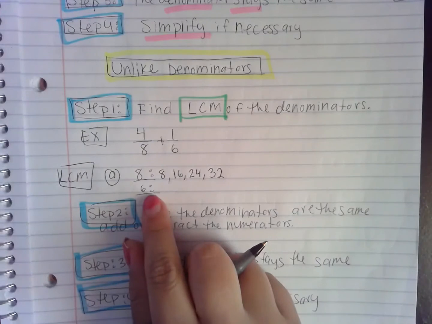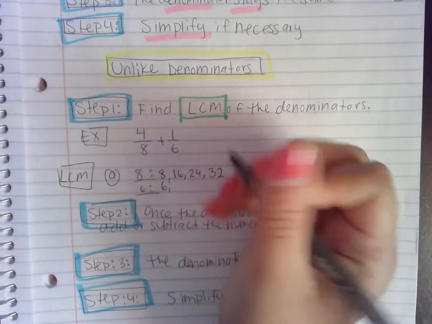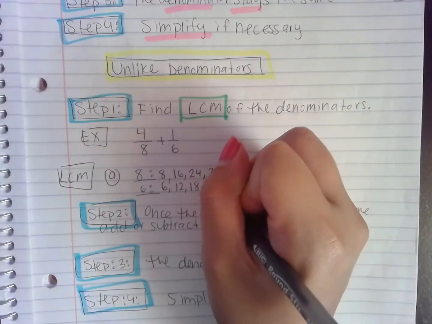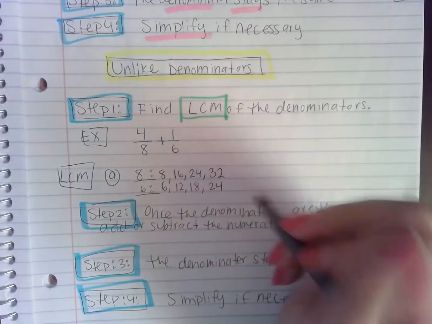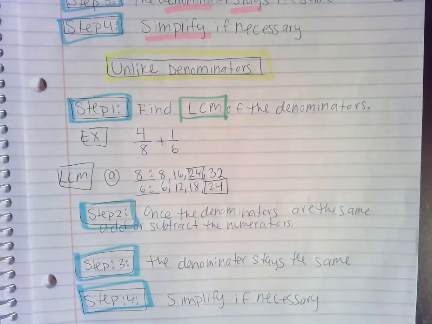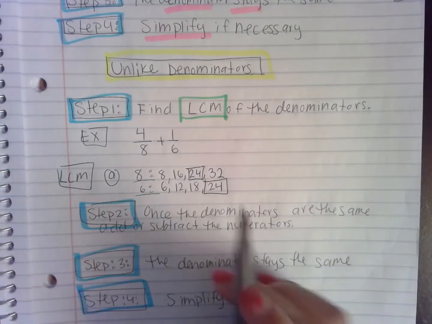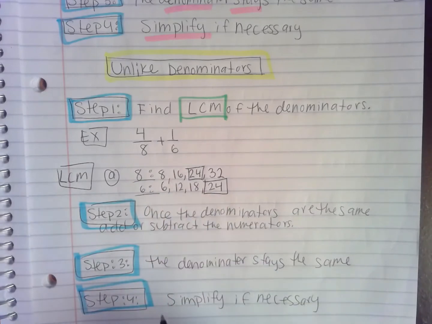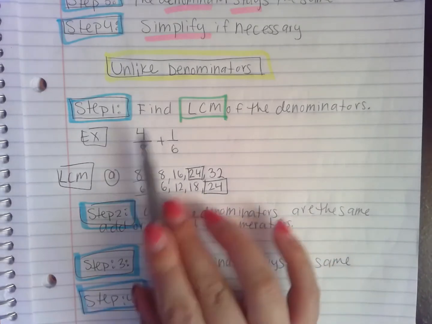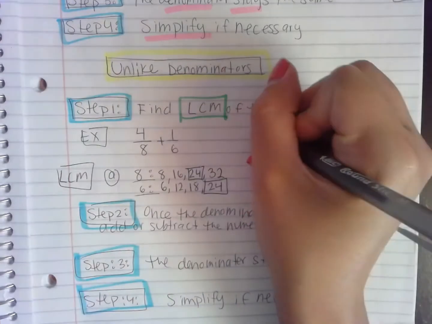Now let's continue on with the 6's. I have 6. 6 times 2 gives me 12. Times 3 gives me 18. And times 4 gives me 24. I'm going to stop there because I realized that they have a common multiple right there. So the lowest common multiple here is 24. By understanding that they both have 24, I'm going to change these 2 fractions. So I'm going to separate them.